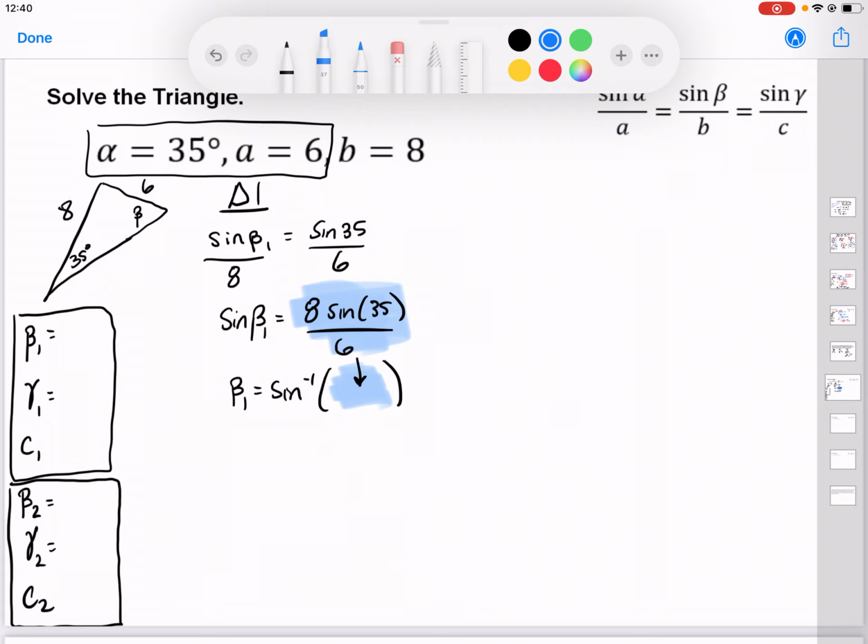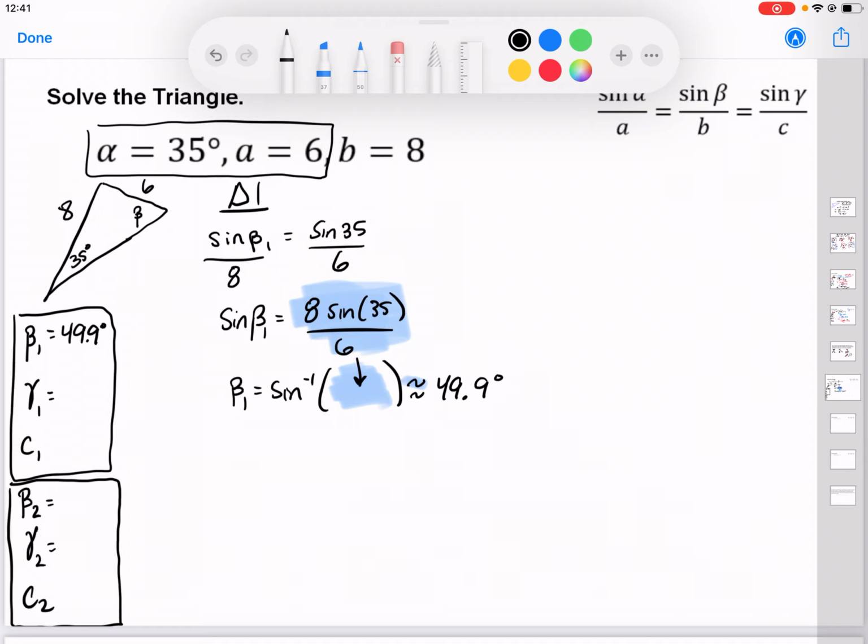We know what we have to type in. So let's go ahead and type that in as 8 sine of 35 over 6. And we get that beta is approximately 49.9 degrees.